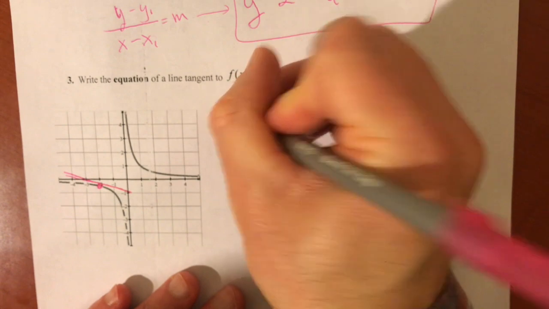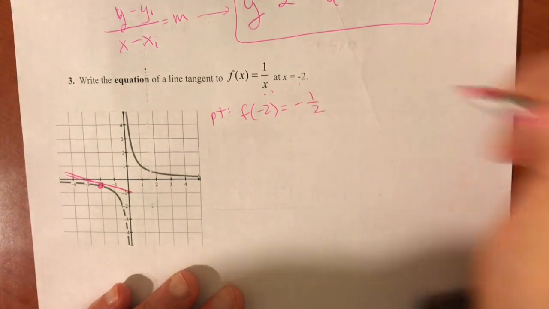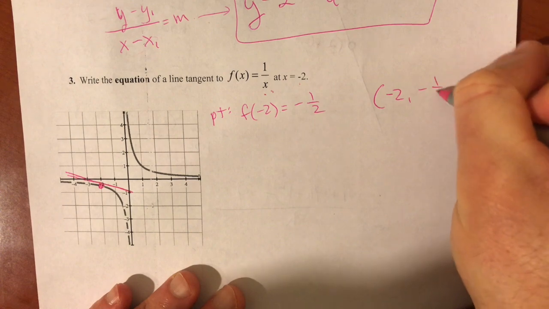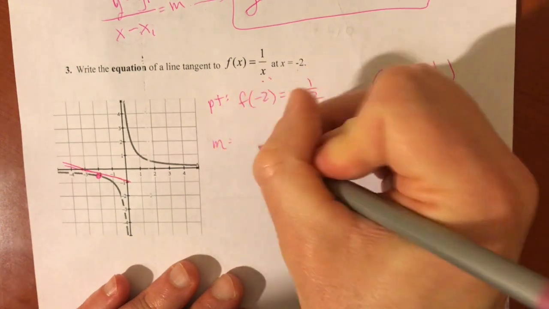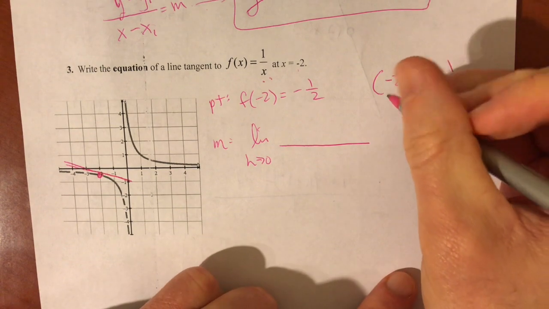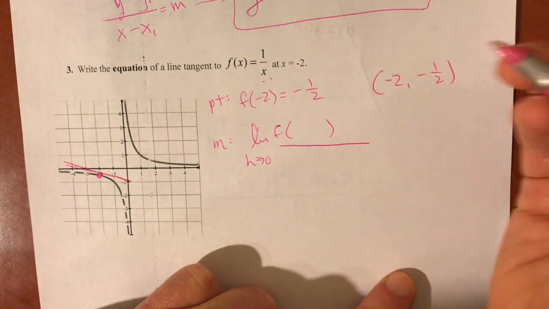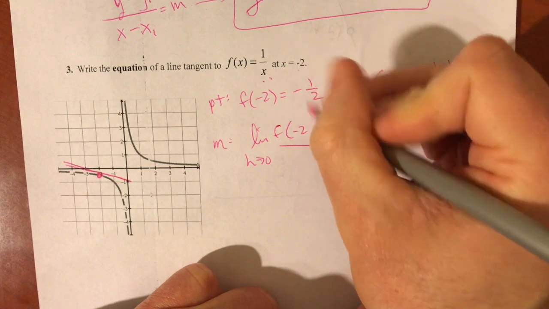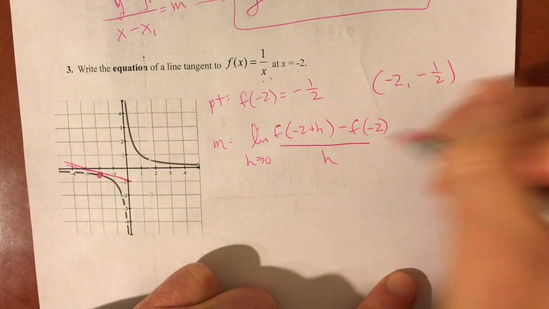Let's get the easy stuff first. What's the point? So f of -2 is -1/2 when you plug that in there. So there's your point of tangency, -2, -1/2. It seems to be good by this graph. Now let's find the slope. Limit as h approaches 0, and we're doing f of, and I guess I'll write it out. It's the first day. I'm not going to take too many shortcuts. It's f of -2, that's the x value you care about, plus h minus f of -2, all over h.